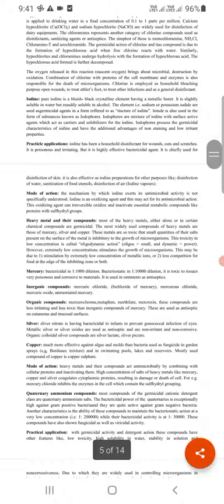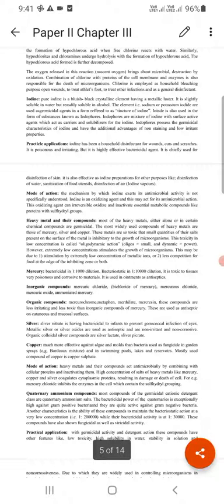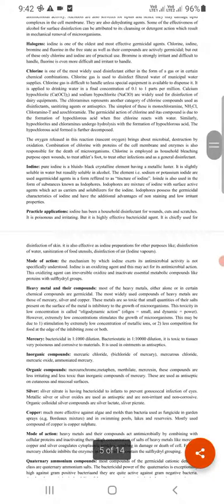The mechanism by which iodine exerts antimicrobial activity is not specifically understood, but iodine is an oxidizing agent and this may account for its antimicrobial action. This oxidizing agent can irreversibly oxidize and inactivate essential metabolic compounds like proteins, with sulfhydryl groups. These are the halogens that are used as chemical disinfectants.